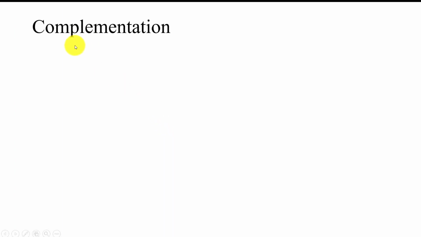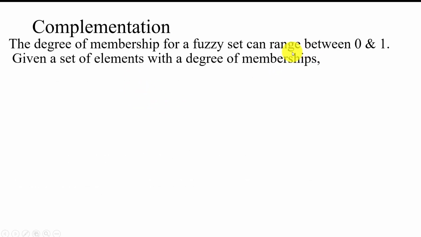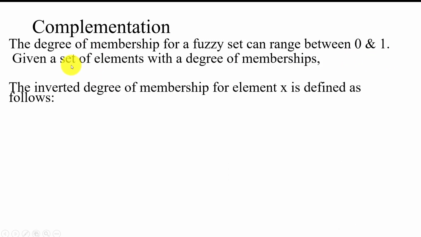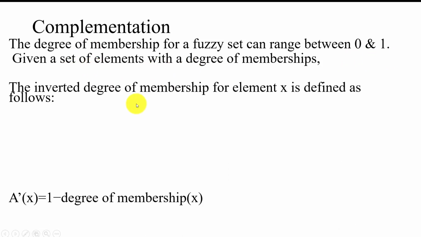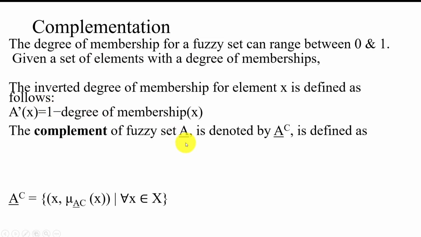Now let's understand complementation. What is meant by complement? A fuzzy set can range between 0 and 1, so in between 0 and 1 we can have any degree of membership. Here we take the complement value, whose formula is defined as 1 minus the degree of membership.